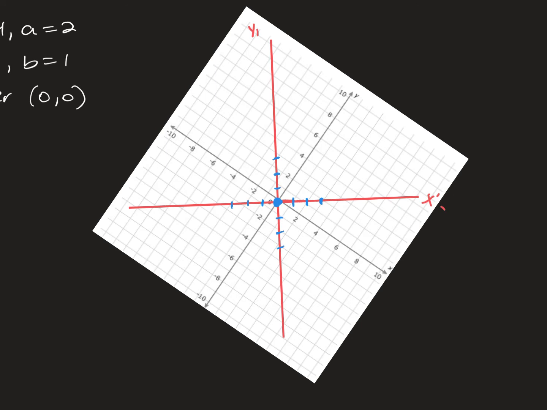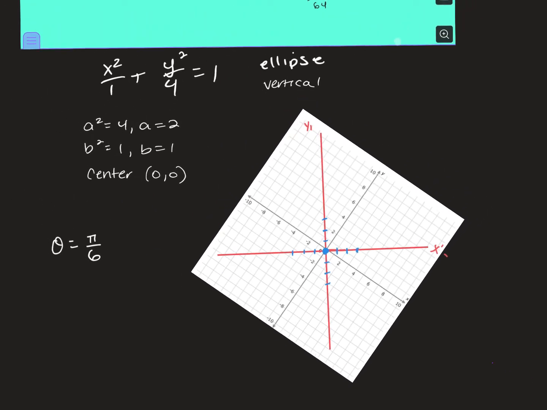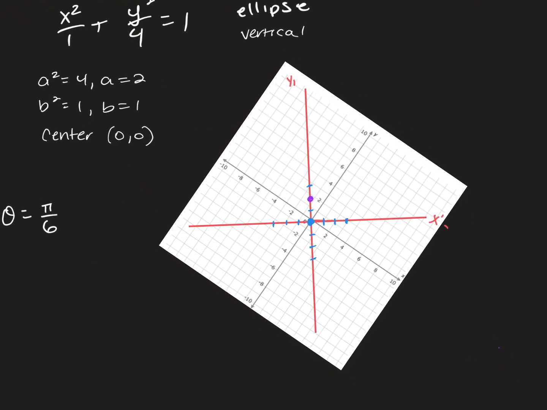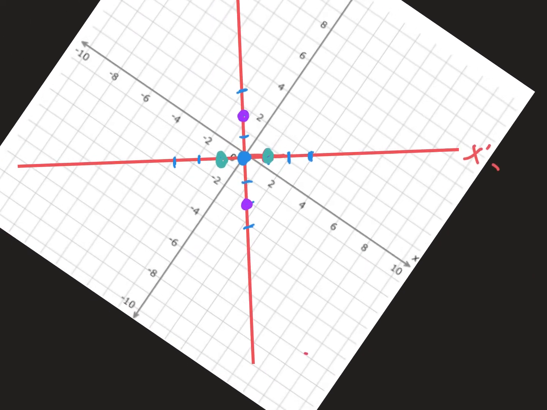Be consistent. And then I'm going to plot my A, because this is vertical, going up and down. So that's my vertices. And then my B, which is horizontal, is going right and left. Let me get a different color. And that is your covertices, and then it's an ellipse, so we just connect them.